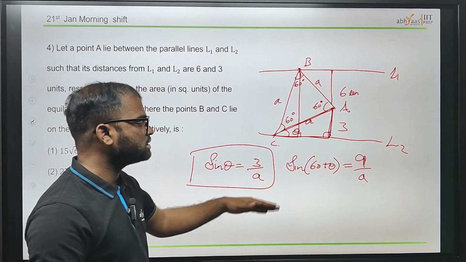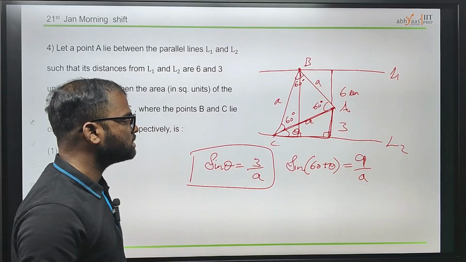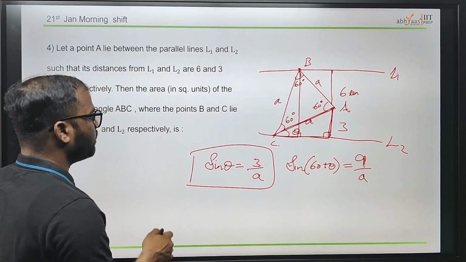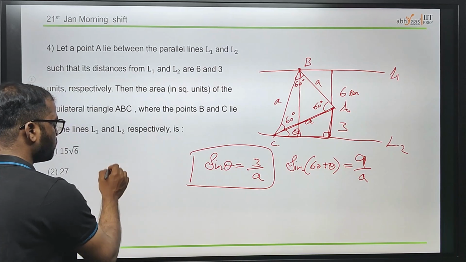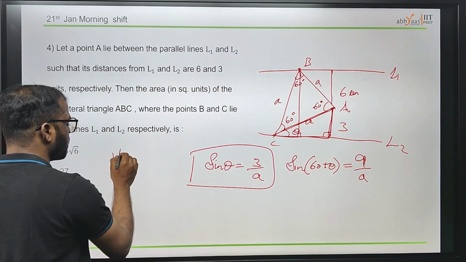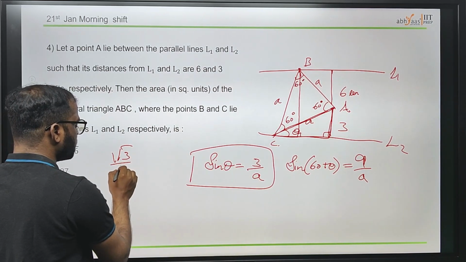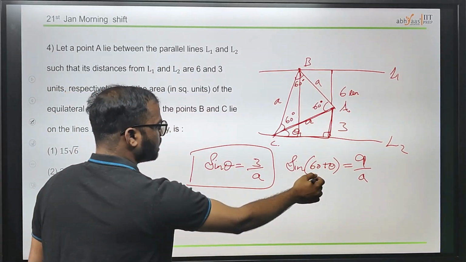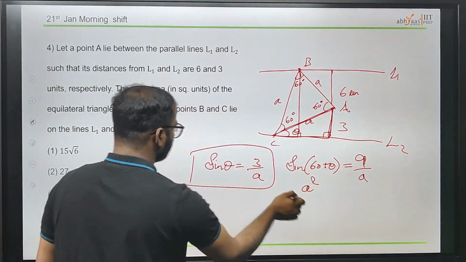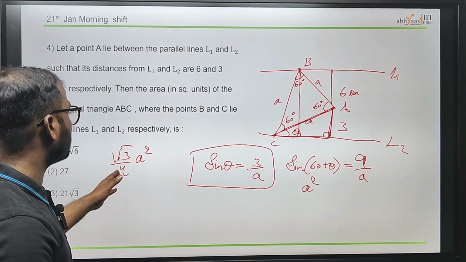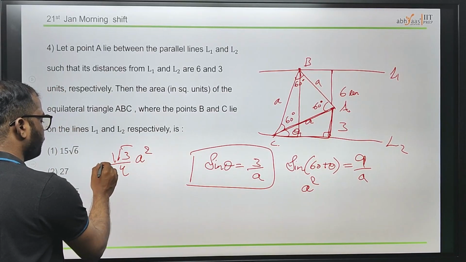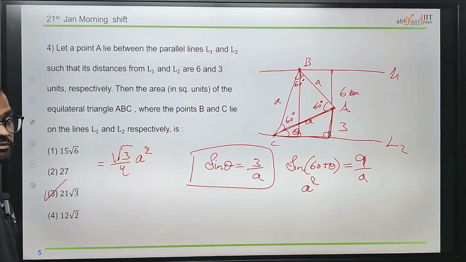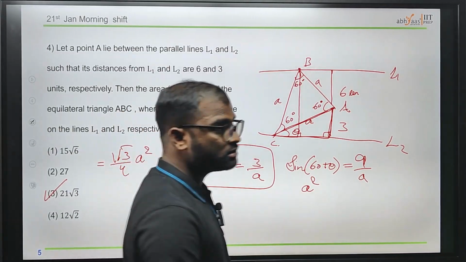Now if we expand sine of 60 plus theta, we can easily find the answer to this question. After that we have to substitute in the formula of the equilateral triangle area, which we know is root 3 by 4 a square. If we find a square using this, we can just substitute the value in the equilateral triangle area. After that we can easily find the answer, which is option 3. That's how we can easily solve this question.